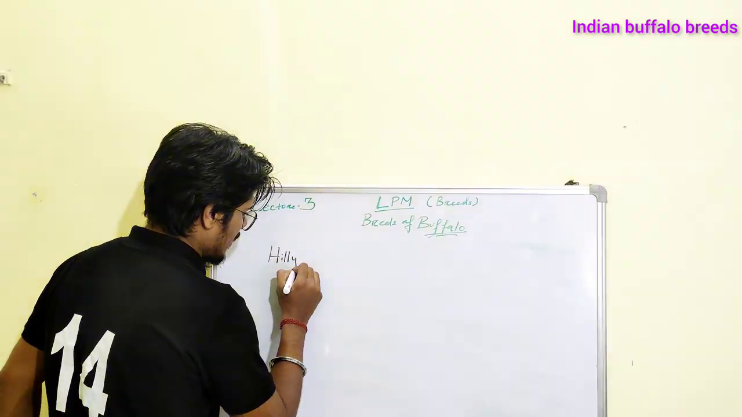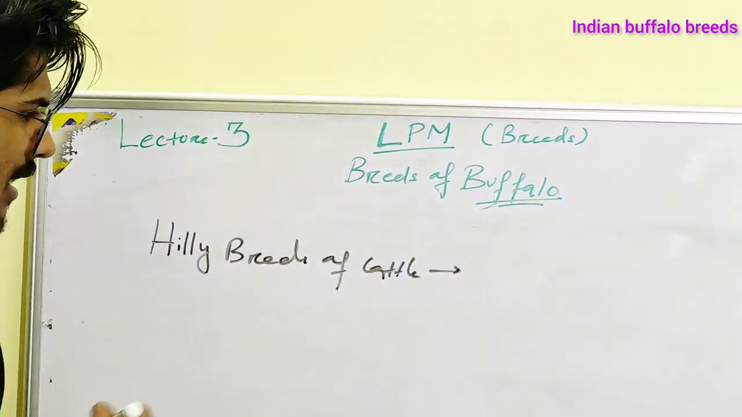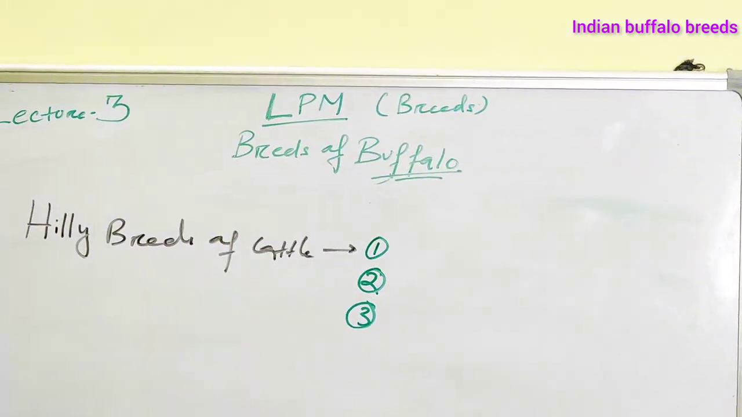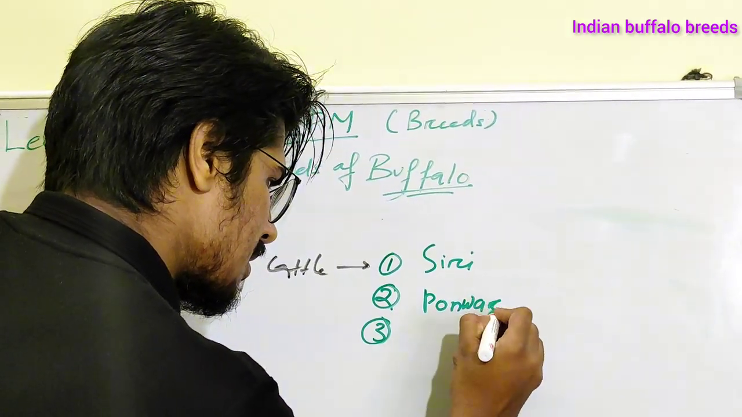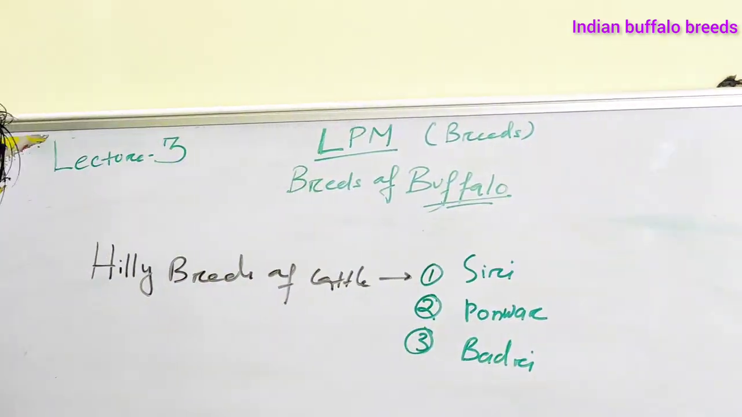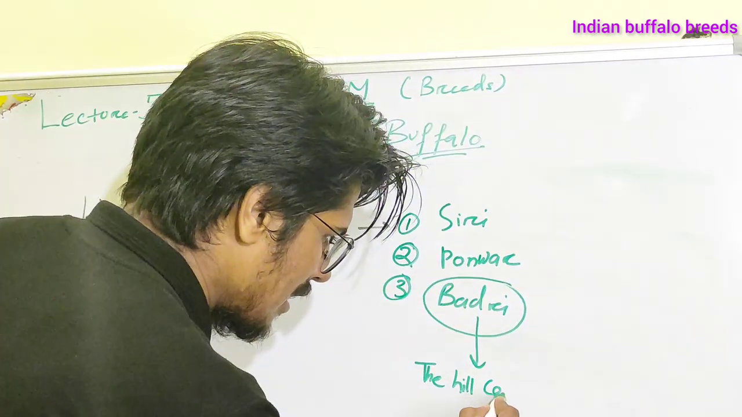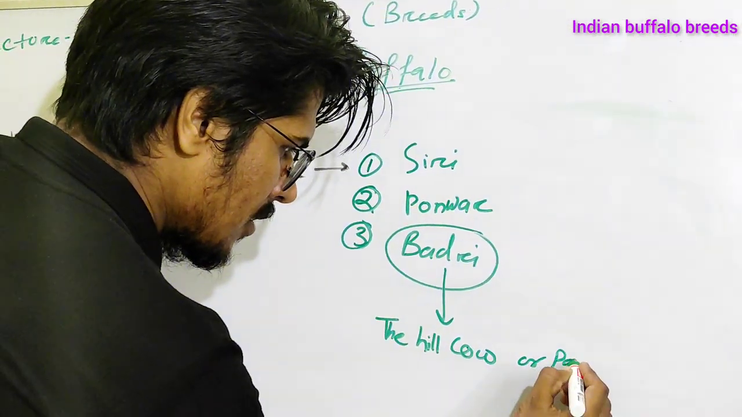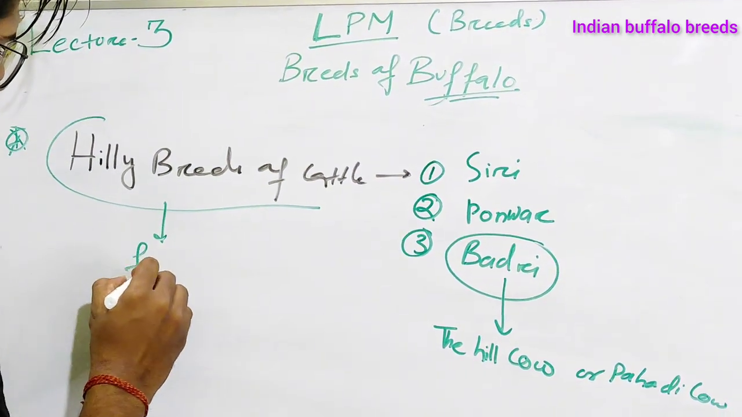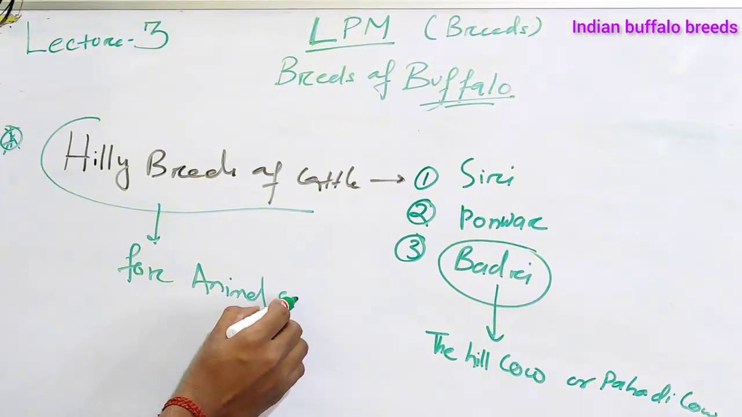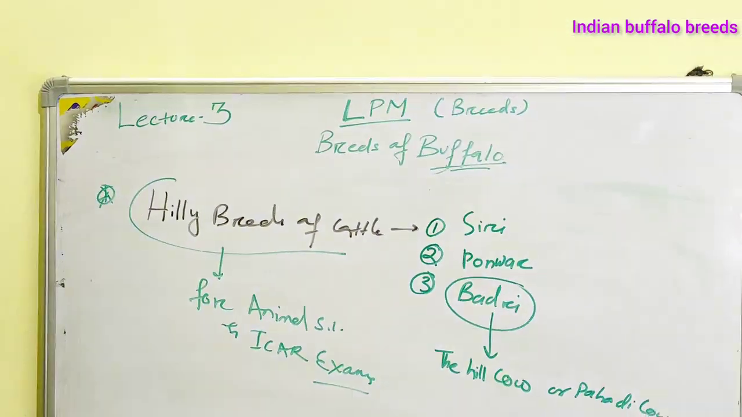Hilly breeds of cattle. The hilly breeds of cattle are three. One is Siri, number two is Punwar, number three is Badri. And the Badri is known as the hill cow or Pahari cow. It is a highly important question for animal science in ICAR exams. Okay, let's go into today's topic.